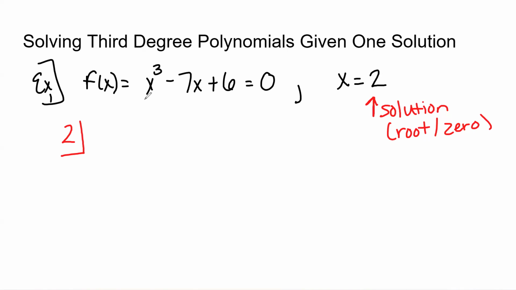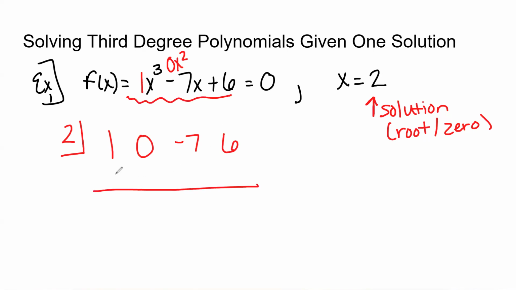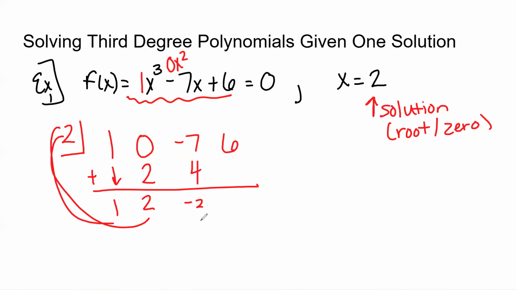And then take your coefficients from your original function. So this is a 1. Careful, we have 0 x squares. We do need to put in that 0. -7, 6. Don't worry about the equal 0. That does not need to go in part of synthetic. Just the coefficients of the regular function. Drop down, multiply, add. Multiply, add, multiply, add.